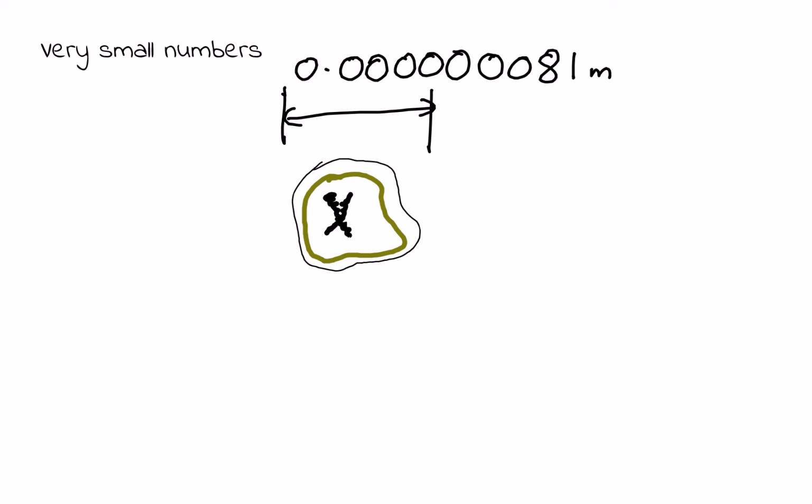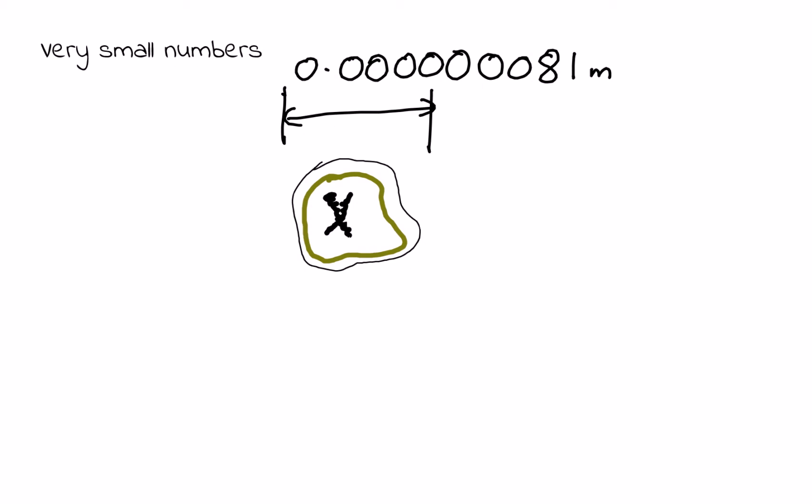Similarly, I can use standard form to write out a very small number. If we look at something like the diameter of a flu virus, I could say that it is 0.000000081 meters, or I could write it out in standard form.